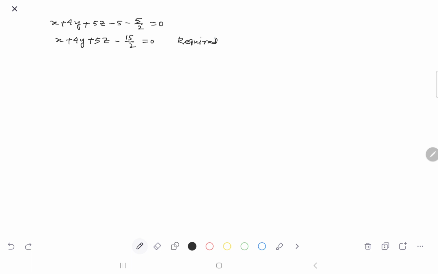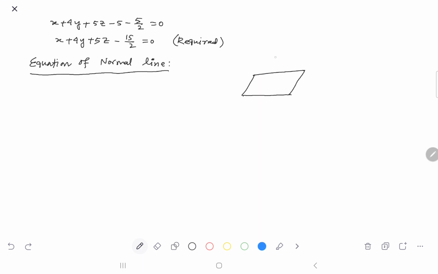Okay, yeah. Now let me write the equation of the normal line. If you look at this, we have the tangent plane, something like that, and we have a point (a, b, c). This line is the normal line. We know we have the normal vector here, which is given by the gradient of f at (a, b, c).